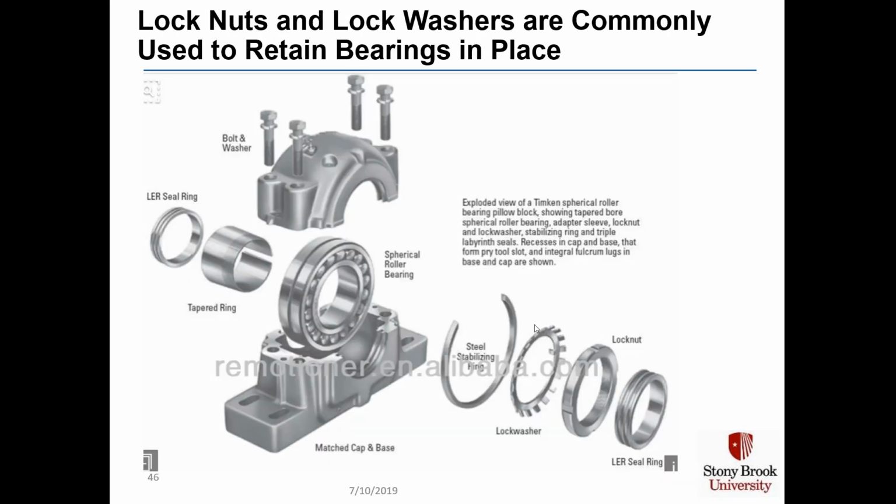Lock nuts and lock washers are commonly used to retain bearings in place. This is an exploded view of a Timken spherical roller bearing pillow block, showing a tapered bore spherical roller bearing, adapter sleeves, other parts, and in particular lock nuts and lock washers holding the spherical roller bearing in place. So the roller bearing goes in this pillow. The tapered ring and the seal ring come in from one side. The steel stabilizing ring comes from the other side. Then this lock washer and the lock nut attach to hold the steel stabilizing ring, then the rest of the assembly, in place.